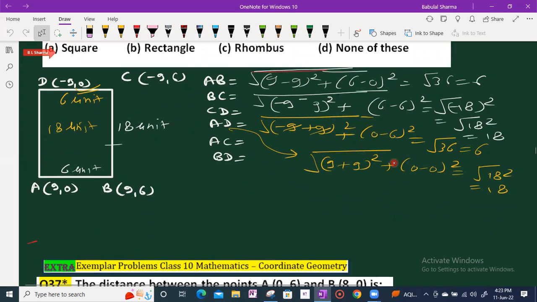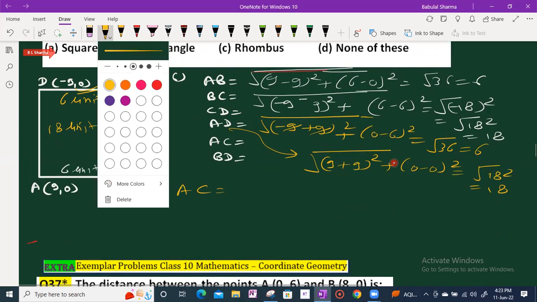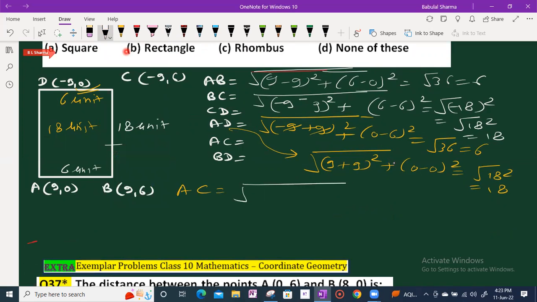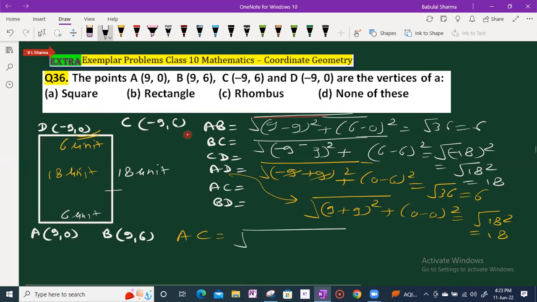देखिए डायगोनल AC, that is AC diagonal. So diagonal AC is given by, that is minus 9 whole square plus 6 minus 0 whole square, that is minus 9, that will be 18 whole square plus 36.